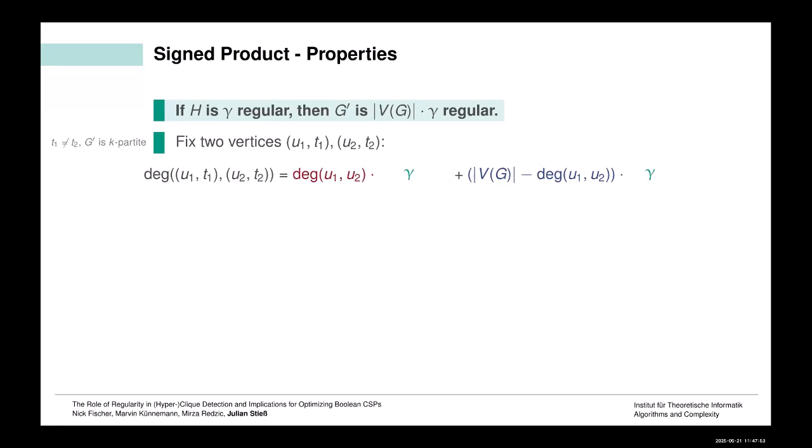If we multiply this out, we see that in the end, the degrees of those two new vertices, U1, T1, and U2, T2, are indeed size of G times gamma regular. So that's nice. That's a property that we need for the graph H. If it is gamma regular, then after the product with any graph, the new resulting graph will also be gamma regular.